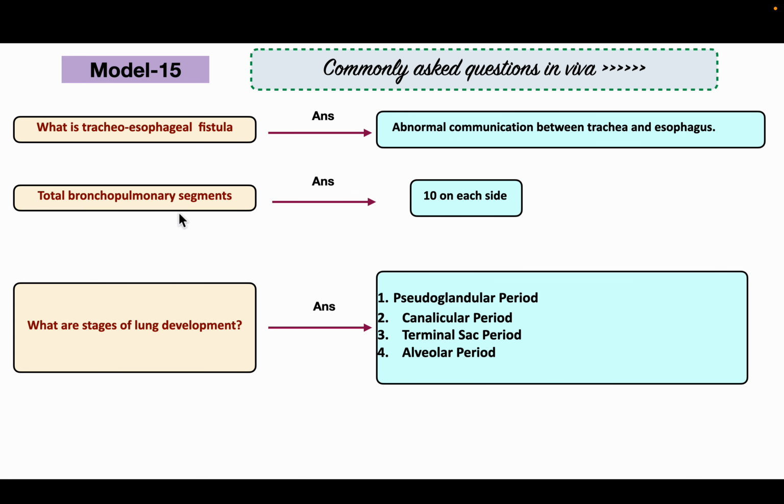So what is the number of total bronchopulmonary segments? 10 on each side. What are the stages of lung development? Pseudoglandular period, canalicular period, terminal sac period, and alveolar period. So these are the stages of lung development. Theory you can study from your textbook.